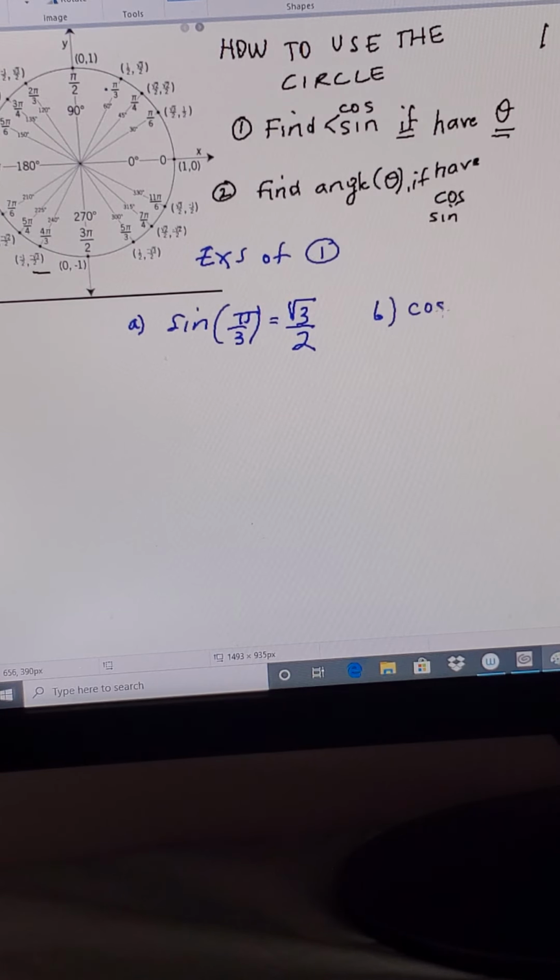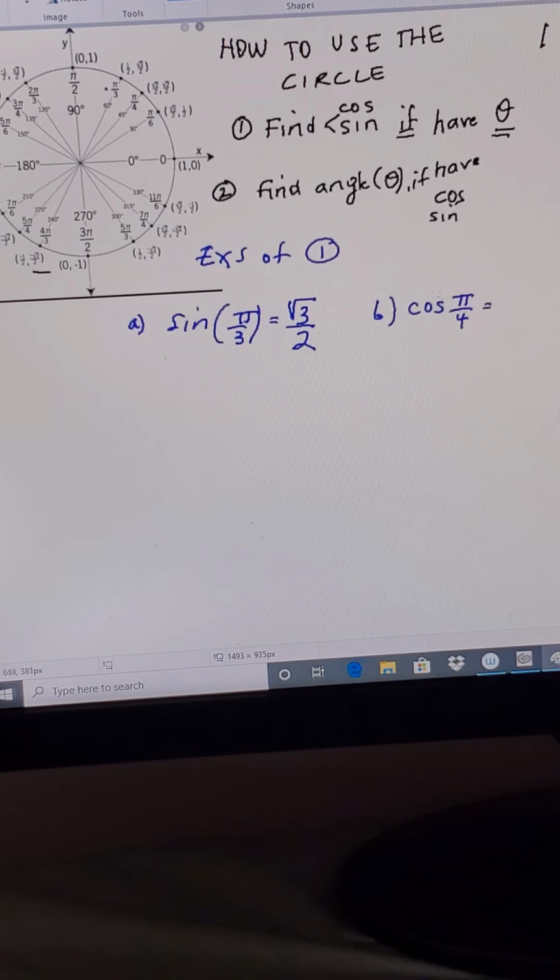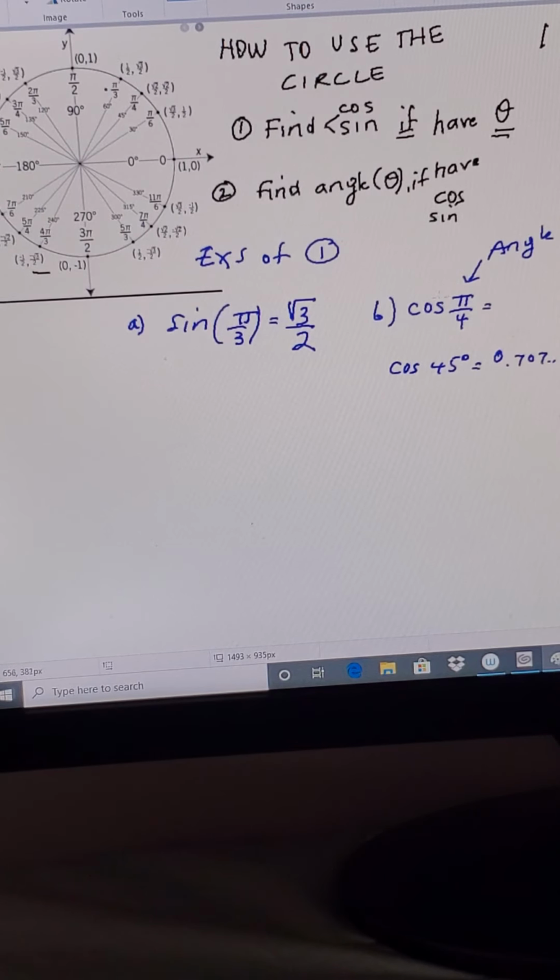Next, what is the cosine of pi over 4? Here I won't use brackets. It's the same thing. The value that follows a trigonometric ratio is always referring to an angle. This is always an angle. So I'll just show you: this is the same as saying, what is the cosine of 45 degrees? Your calculator will give it to you as something like this, but I'm using a unit circle.